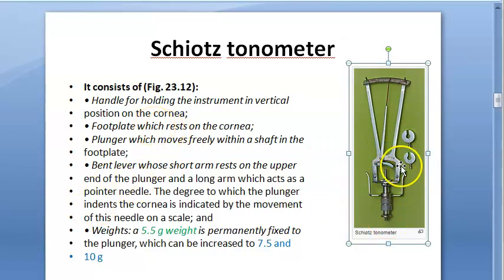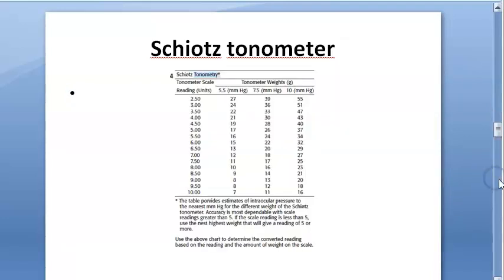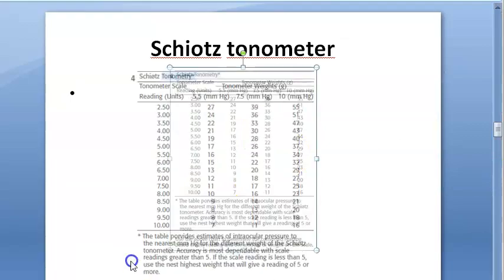So in this you have some weights. 5.5 is fixed and you can add 7.5 gram or 10 gram. Basically if the reading is coming low, that means intraocular pressure is high, so what you do is you add more weights. Okay, that's what they're saying. So in this case you'll have to give a local anesthetic like xylocaine 2%. And this is the scale by which you can measure.